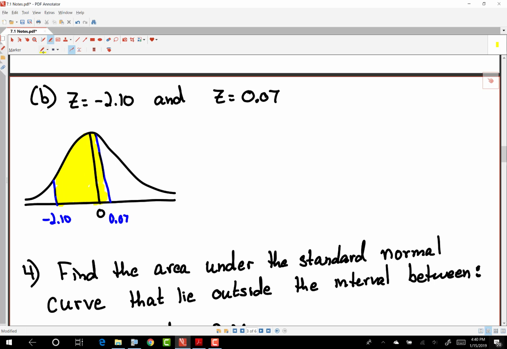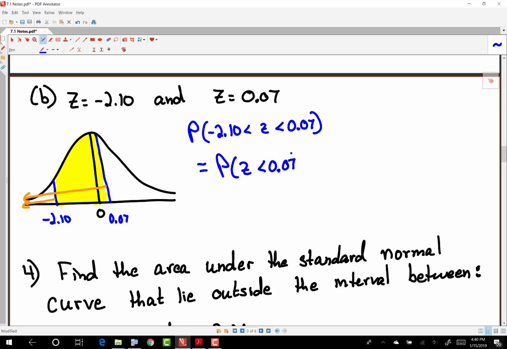So this is the area we're trying to find. Just as a little reminder, when we look up the larger number in the table, that's going to give us this entire area. When we look up the smaller number, it's going to give us the unshaded area to the left. So we need their difference to be left only with the shaded. So we're finding the probability that z is greater than negative 2.10 and less than 0.07. To do that, we do the probability that z is less than 0.07, the number on the right, minus the probability that z is less than negative 2.10, the number on the left.